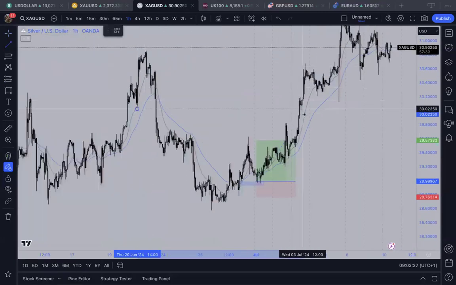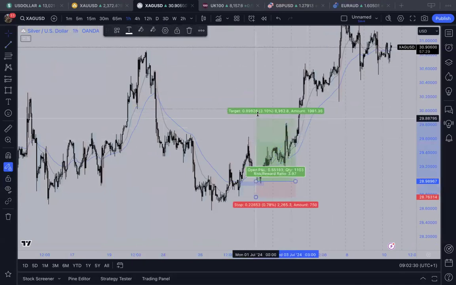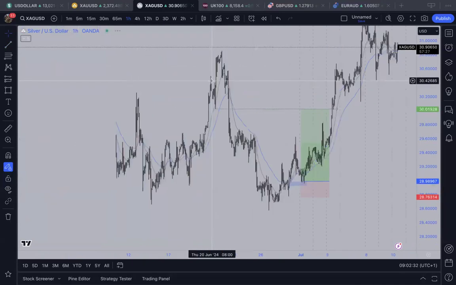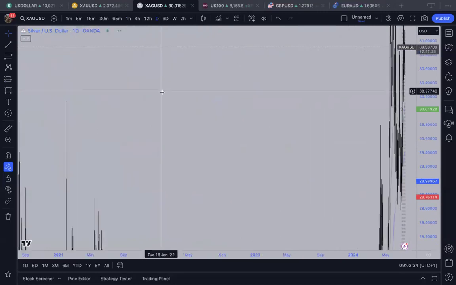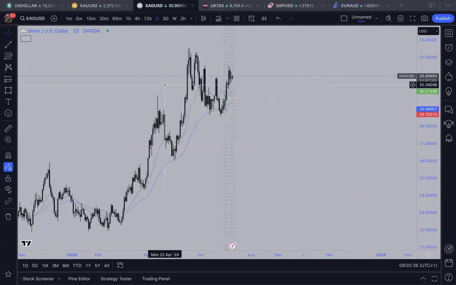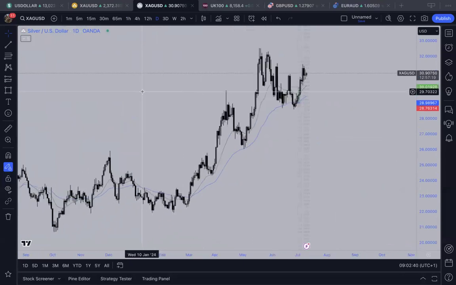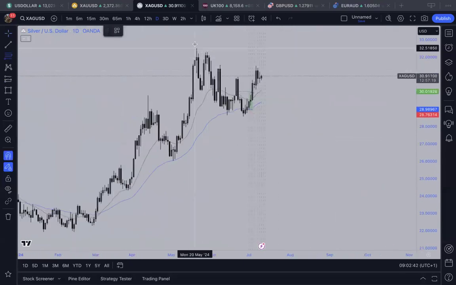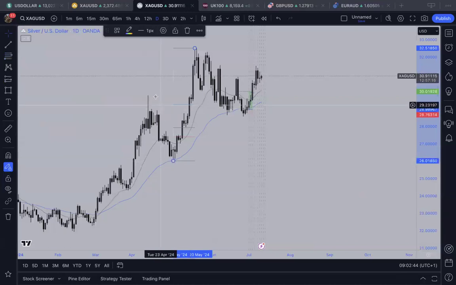Targeting this low. Cool. So let's look at silver. Silver, we've been running. Did we come down into the 50%? Yes, of course you did.